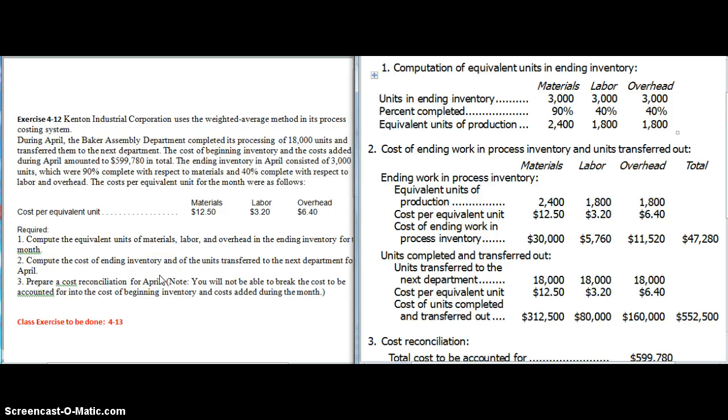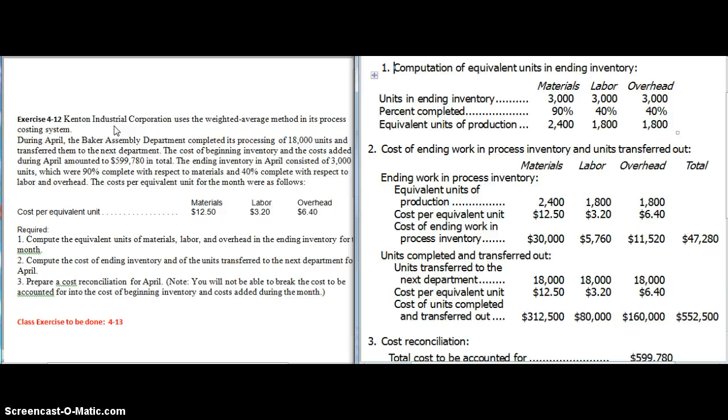Hello, ladies. I'm going to explain to you how to do this question on calculation of equivalent units of production under weighted average method. This is the question on Kenton Industrial Corporation given to you in the class. Okay, let's take a look at how we go about doing this.